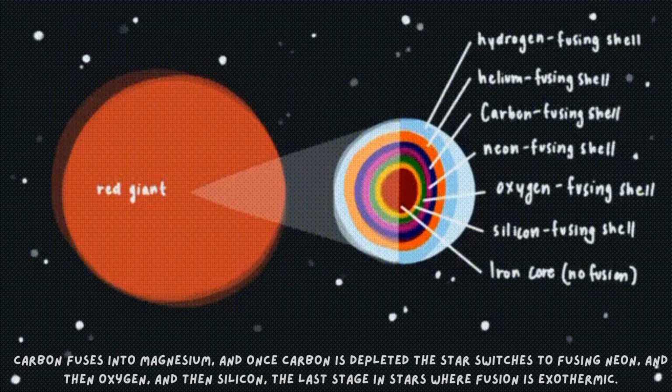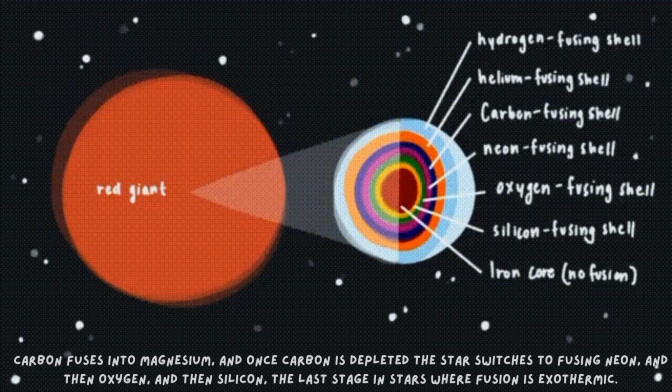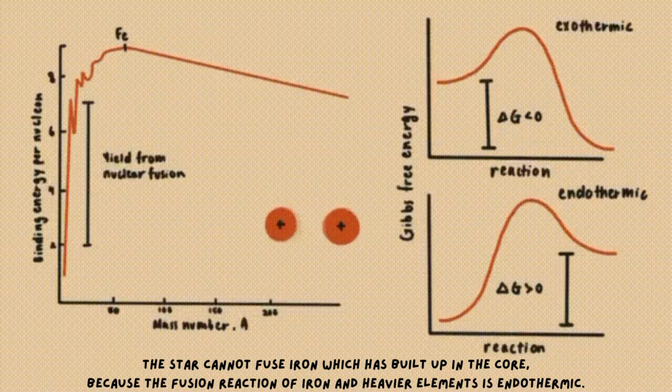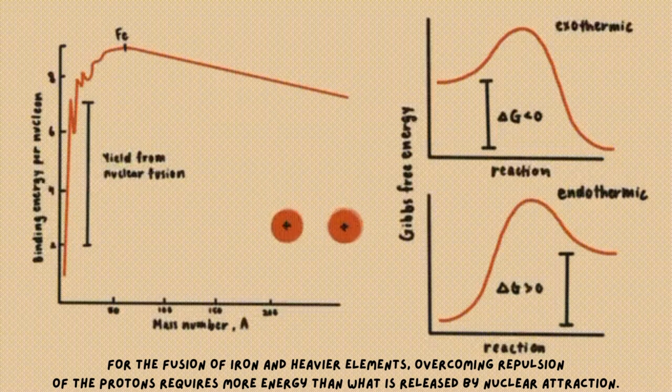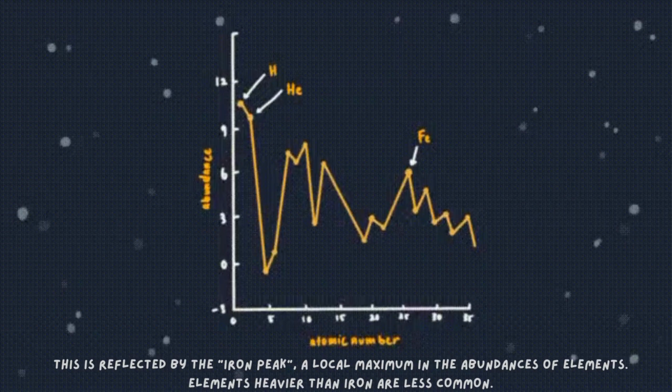Silicon burning is the last stage of nuclear fusion in stars, where fusion is exothermic. The star cannot fuse iron, which is built up in the core, because the fusion reaction of iron and elements heavier than iron is endothermic. It's endothermic because for such elements, overcoming the electrostatic repulsion of a large number of tightly bound protons in the nuclei requires more energy than what is released by nuclear attraction. Therefore, the fusion of iron is endothermic, while the fission of elements heavier than iron, or the breaking down of those atoms into smaller elements, is exothermic. This is reflected by the iron peak, a local maximum in the abundances of elements.